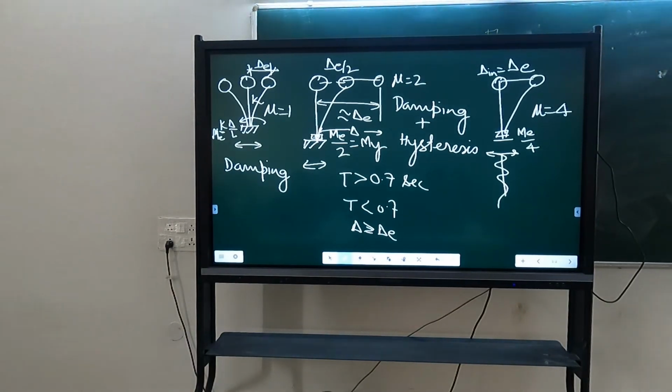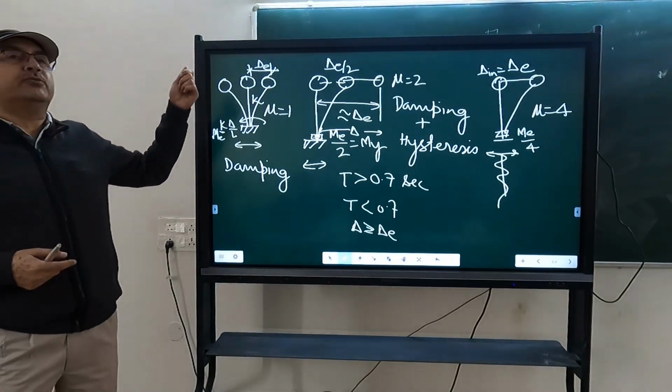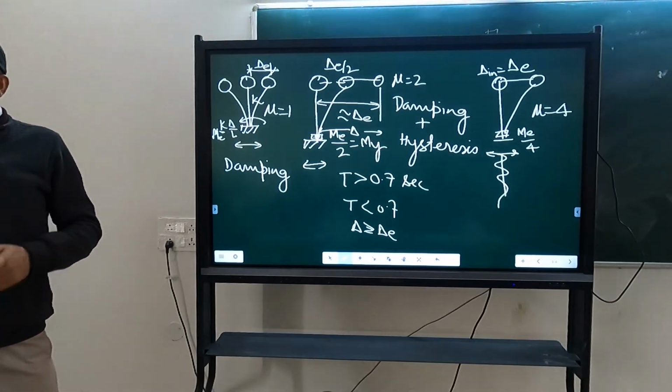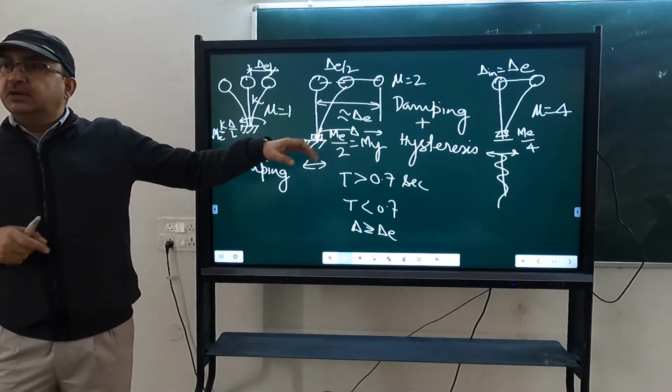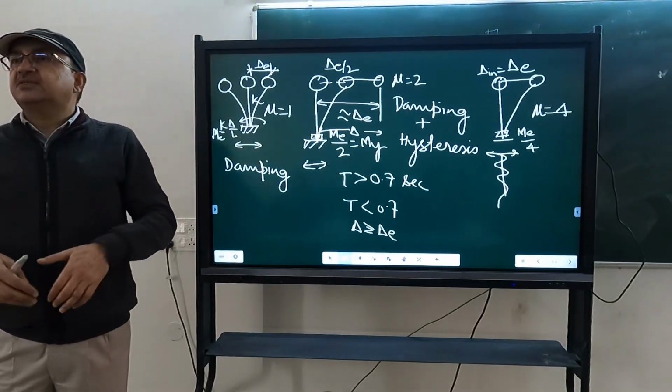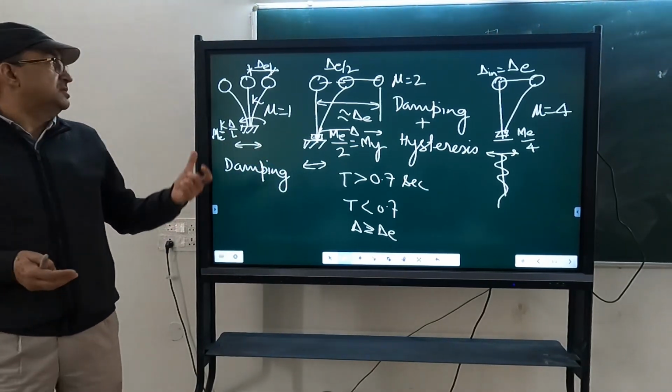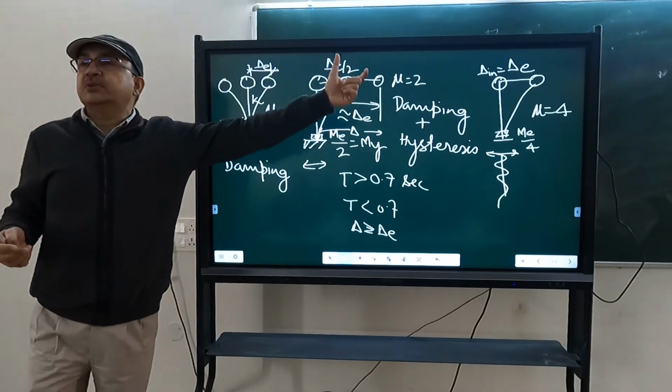Why is this problem occurring? Because you are thinking of earthquake as a force. The earthquake is something which is causing 100 kilonewton force? No. Earthquake is causing force on different structures by different amounts, depending on how much that structure can take. But it is causing the same amount of displacement.